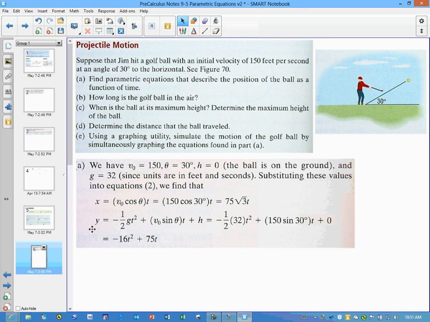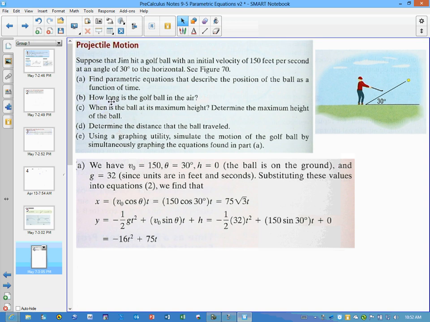And for the y equation, we have, again, g is 32. V naught, or your initial velocity, is 150, and we times the sine of 30. Now the sine of 30 is 1/2, so 1/2 of 150 is 75. That's where we get that term. And negative 1/2 times 32 is negative 16. So it's negative 16t squared plus 75t. That's your y equation. All right, so those are the parametric equations. That answers part A. Part B asks, how long is the golf ball in the air?